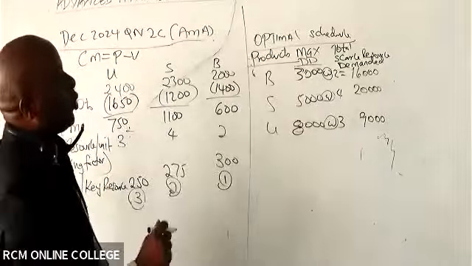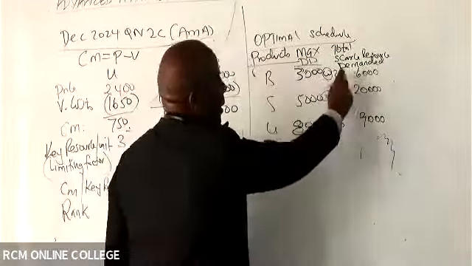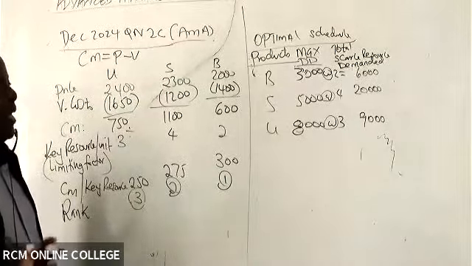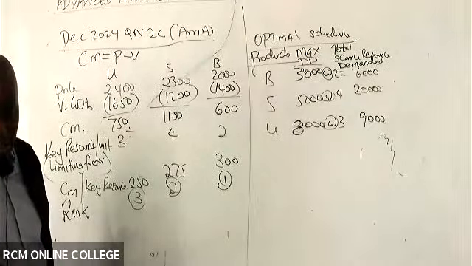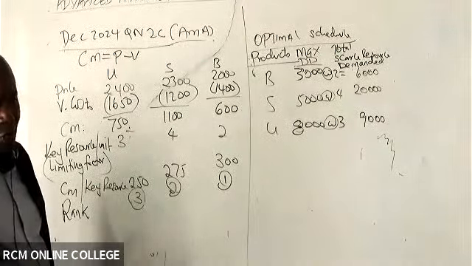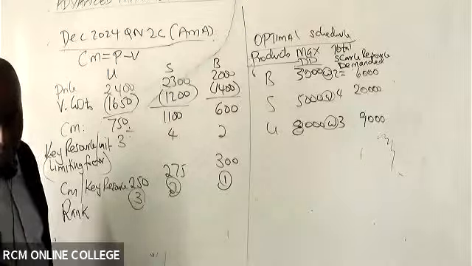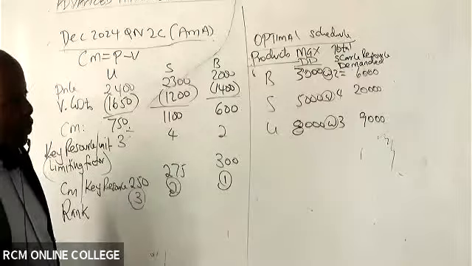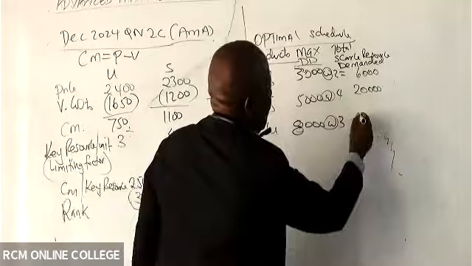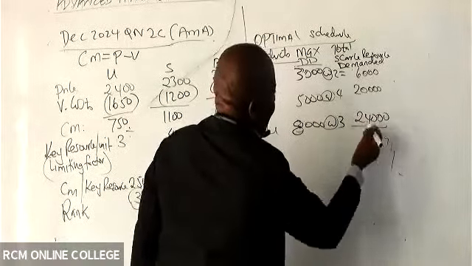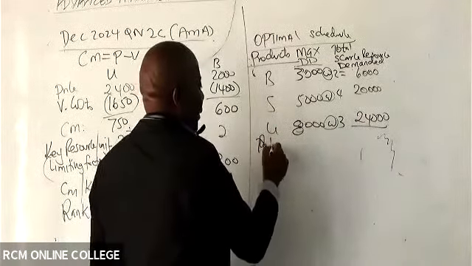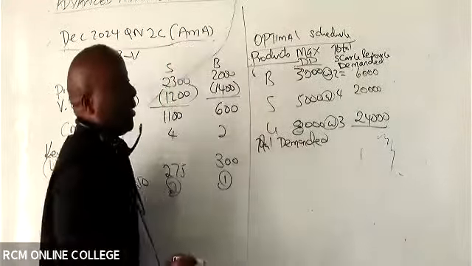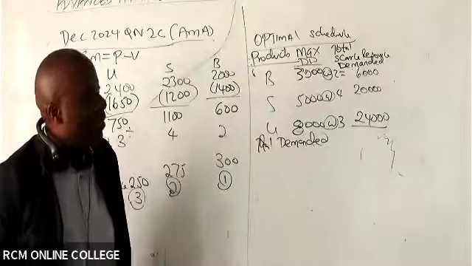So 3,000 times 2 is 6,000. 5,000 times 4 is 20,000. And then we have 8,000 times 3. 8,000 times 3 will give us how much? 24,000. Then you come and add up everything to give us the total demanded. So 24,000 plus 20,000 plus 6,000.